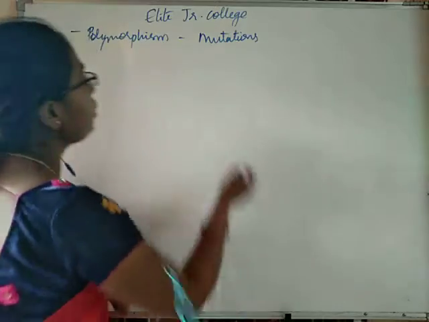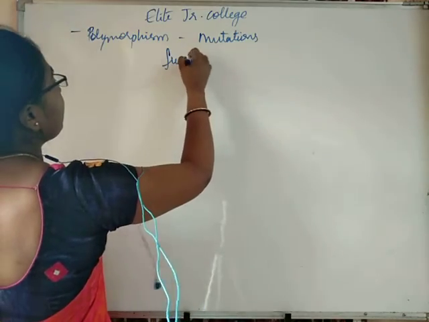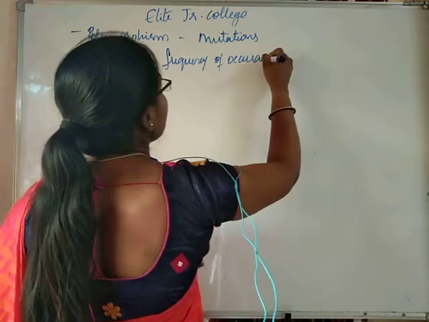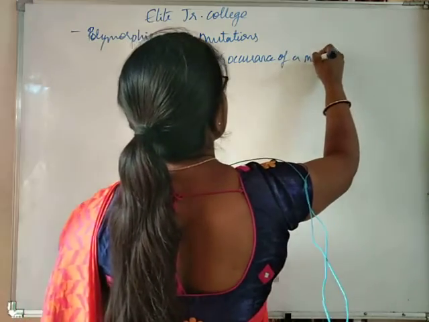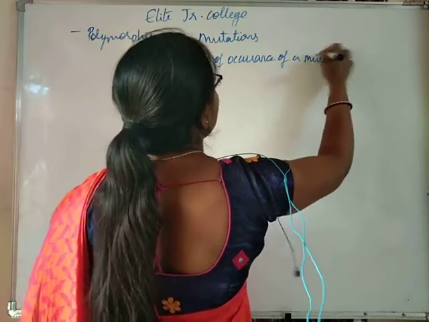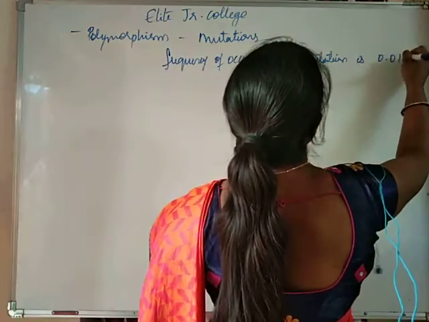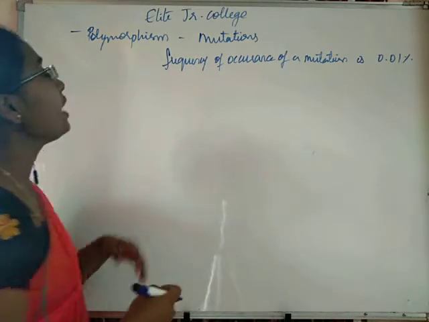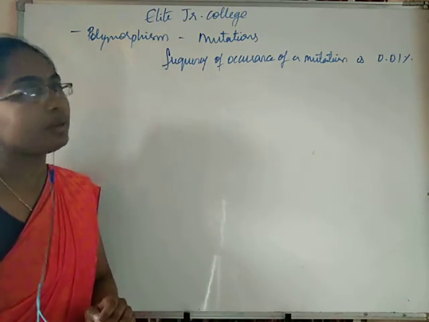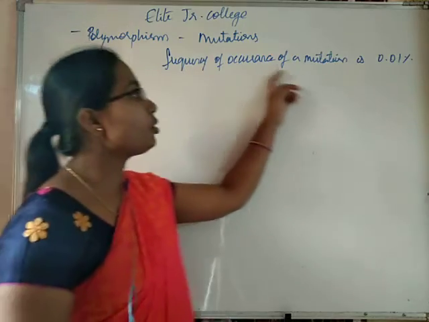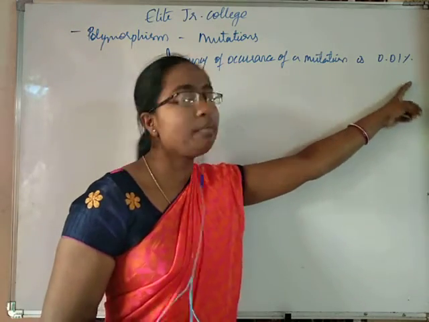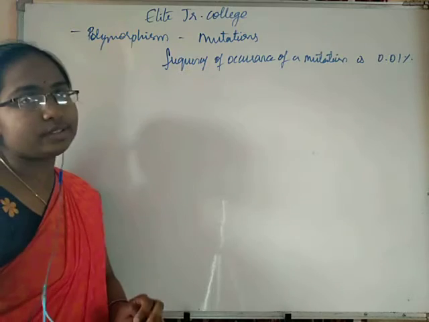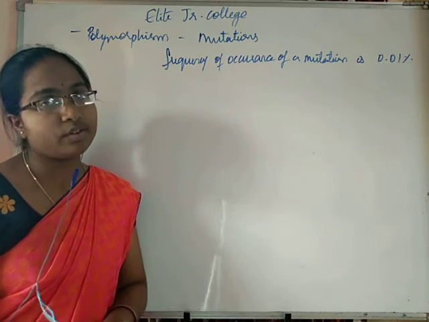If the frequency of occurrence of a mutation is more than 0.01%, then it will result in polymorphism.